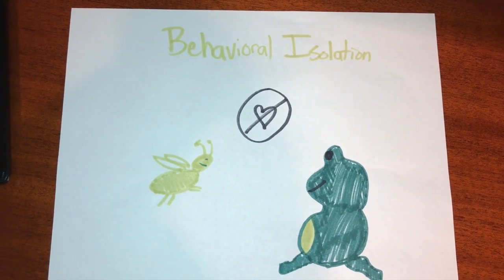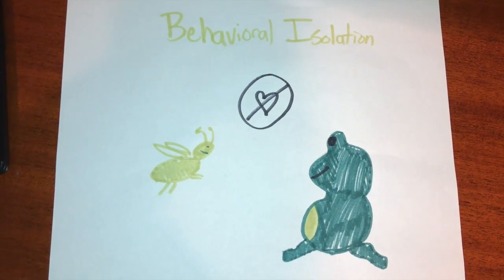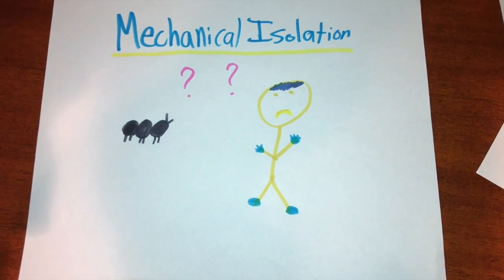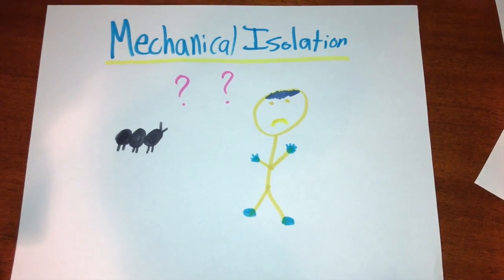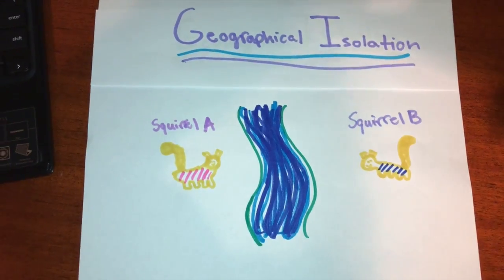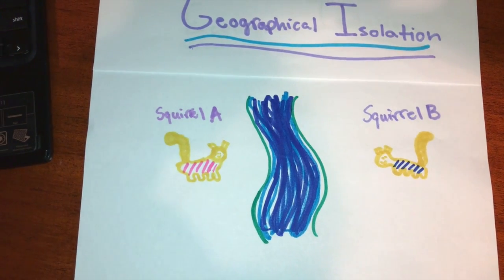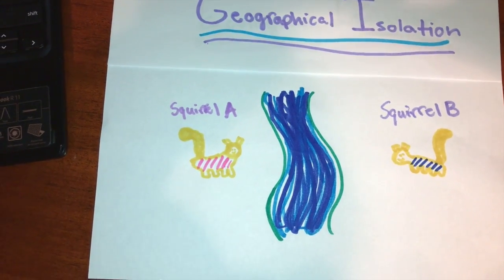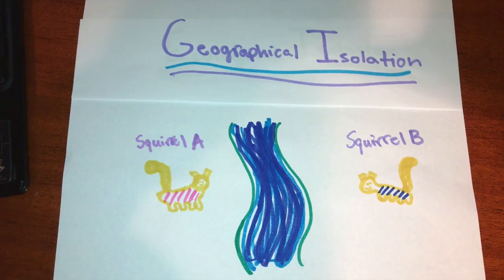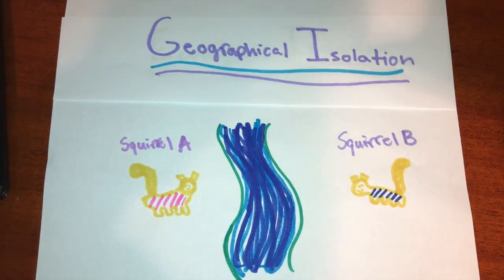Behavioral isolation is when two species perform different mating rituals, such as this frog and this cricket. Mechanical isolation is when species cannot physically interbreed, such as this caterpillar and human. Finally, geographical isolation is when there is a physical barrier separating species from interbreeding, such as these squirrels separated by the river.